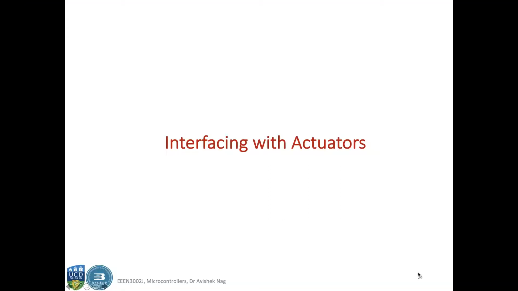Dear students, welcome to this next lecture of microcontrollers. So today we will start discussing how to interface your 8051 microcontrollers with actuators.